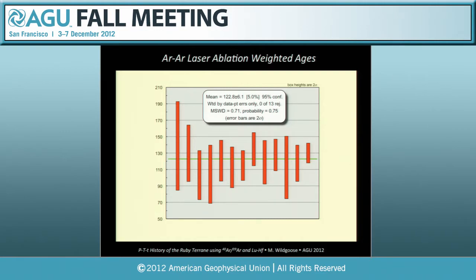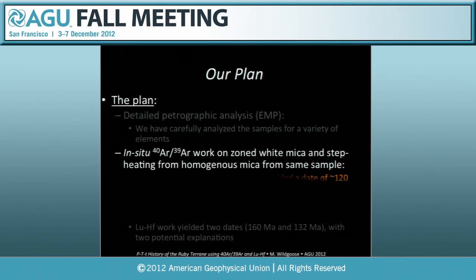So here's the data from the laser ablation. We have about 12 spots. As you can see, each bar represents a sample, ages on the y-axis. We got a lot of error on these, and there's a number of reasons why that is. But unfortunately, it meant that we could not discern a different age between the core and the rim of the mica. So we got a mean age of about 123, which agrees with the age we got from the step heating, but we were not able to say whether the core or the rim was younger or older. So that was the work we did at USGS.